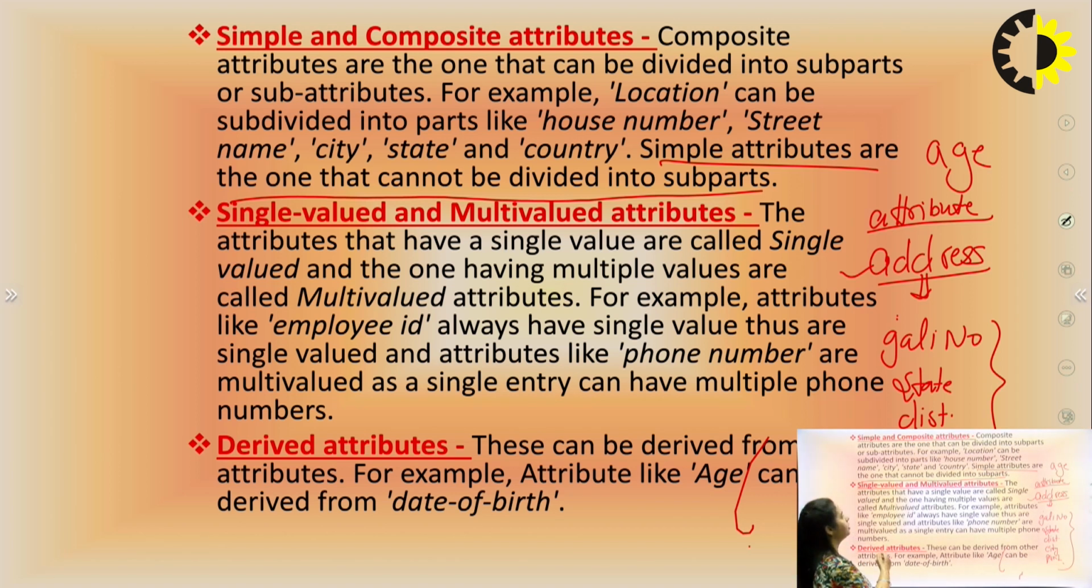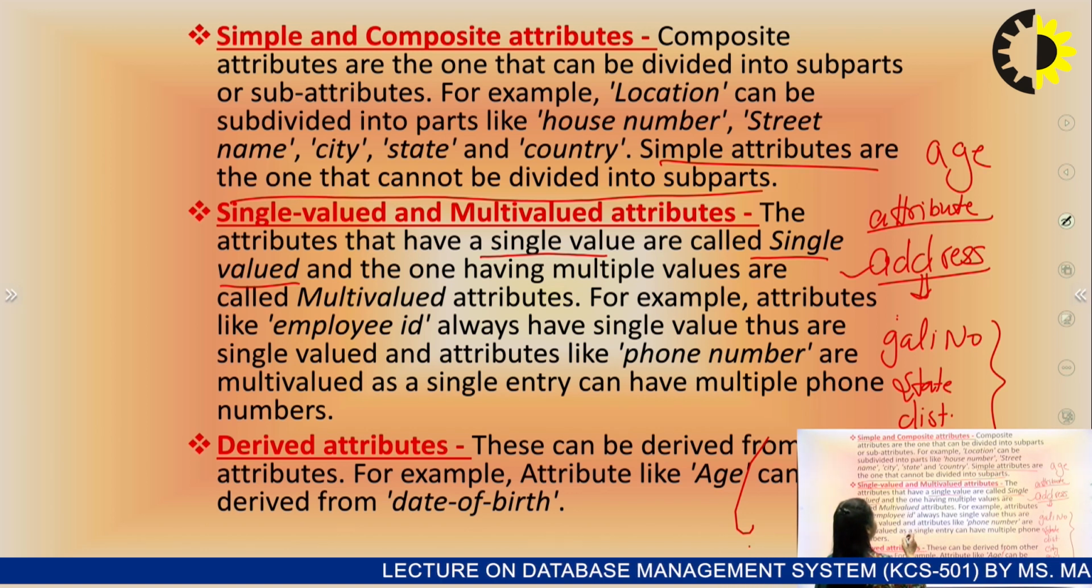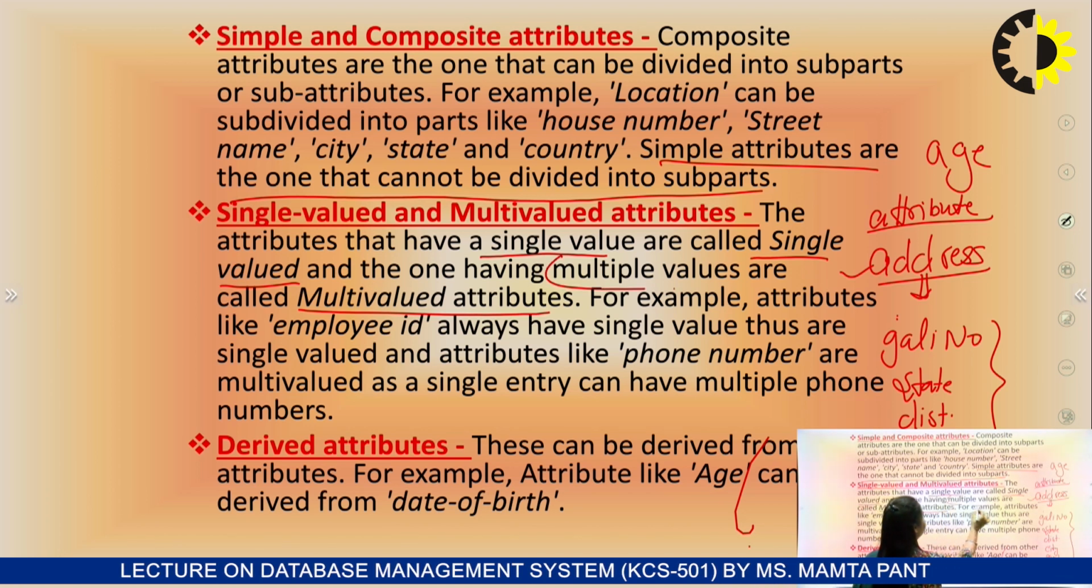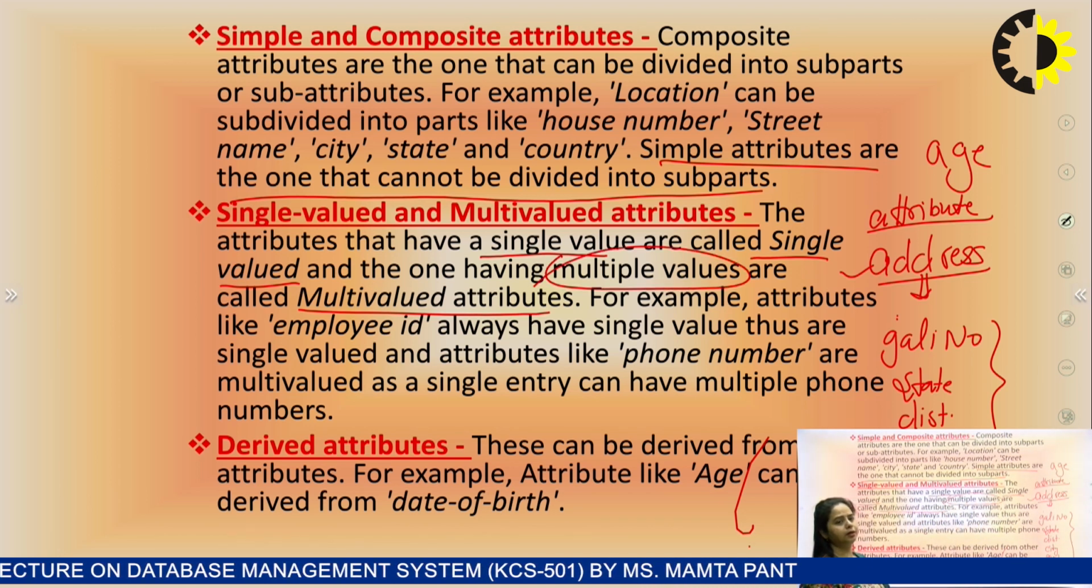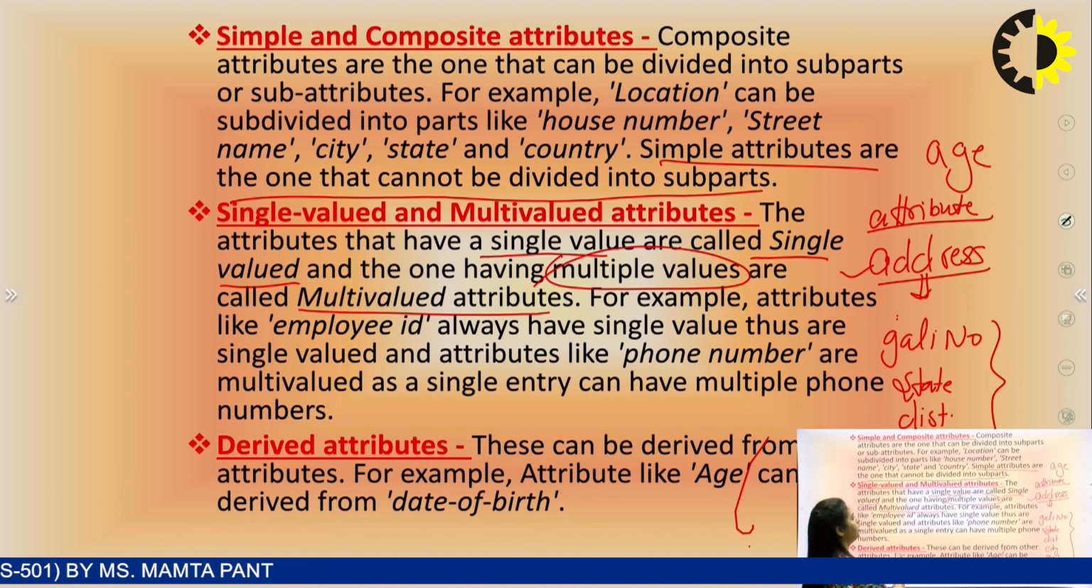Next are single valued and multi-valued attributes. An attribute having a single value is known as a single valued attribute. For example, your Aadhaar number may be a single value, so it is a single valued attribute. Multi-valued attributes are those attributes which have multiple values. For example, mobile number. A person may have more than one mobile number, more than one mobile phone. So mobile number is known as a multi-valued attribute.